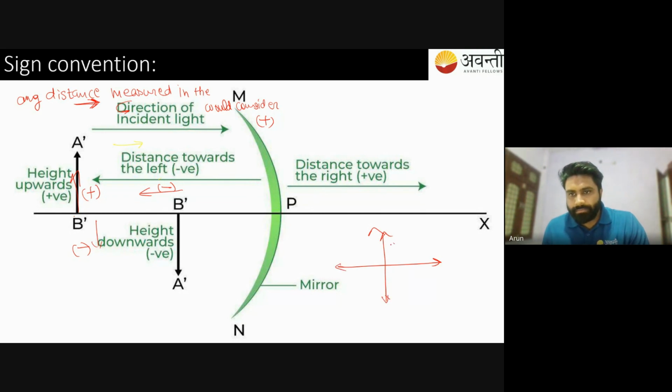So if you are moving up, this is positive. If you are moving in this direction, this is positive also. This direction is negative and this direction is also negative. This is all. So if I place an object over here, this A dash B dash is an object. Okay. So what is the distance? Distance is always measured from the pole.